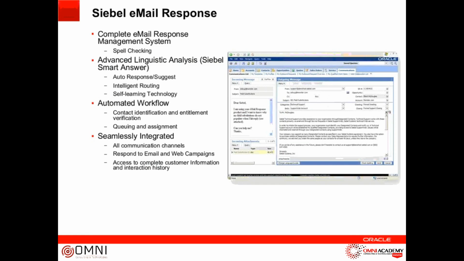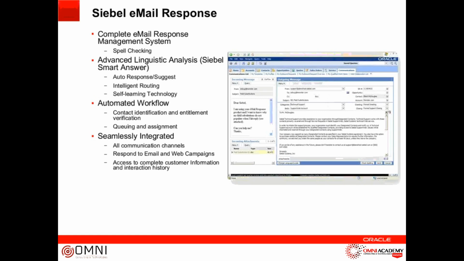To handle increasing volumes of email, agents use Siebel email response to respond knowledgeably and effectively for inbound emails. Siebel email response uses an advanced self-learning, statistical modeling, and linguistic processing technology to literally read the email and determine the intent of the customer. This ensures that the right responses are associated with customer inquiries. The system can both auto-respond to a customer as well as auto-suggest responses to an agent for review.